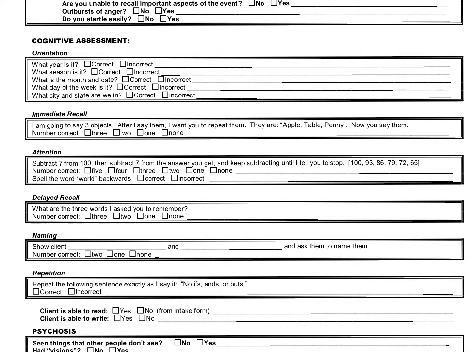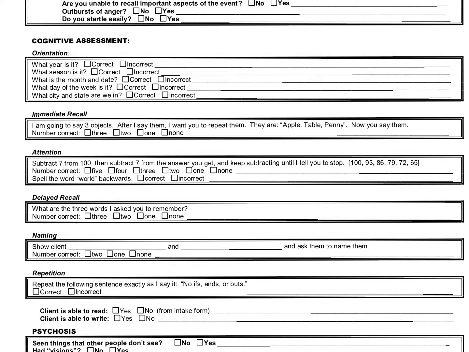I say, now I'm going to say three objects. After I say them, I simply want you to repeat them to me. Apple, table, penny. Now you say them. So they'll repeat them, and then you just check how many they got right. This can be a sign of dementia to a certain extent, or Alzheimer's, if they're not able to immediately repeat what was just said to them. But for the most part, people reply correctly.